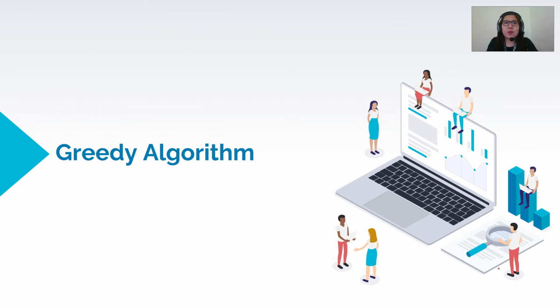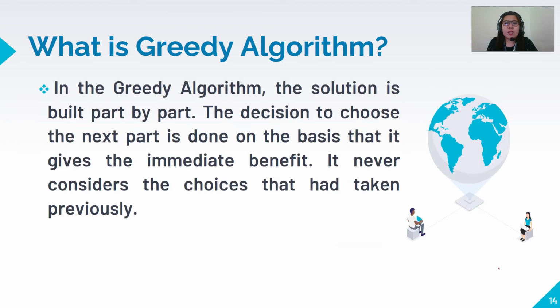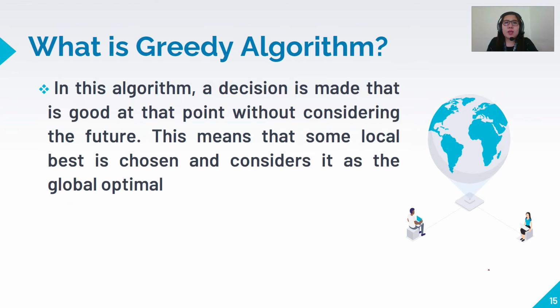Next, let's have the greedy algorithm. For the greedy algorithm, the solution is built part by part. The decision to choose the next part is done on the basis that it gives the immediate benefit. It never considers the choices that had taken previously. So in this algorithm, a decision is made that is good at that point without considering the future. This means that some local best is chosen and considers it as the global optimal.